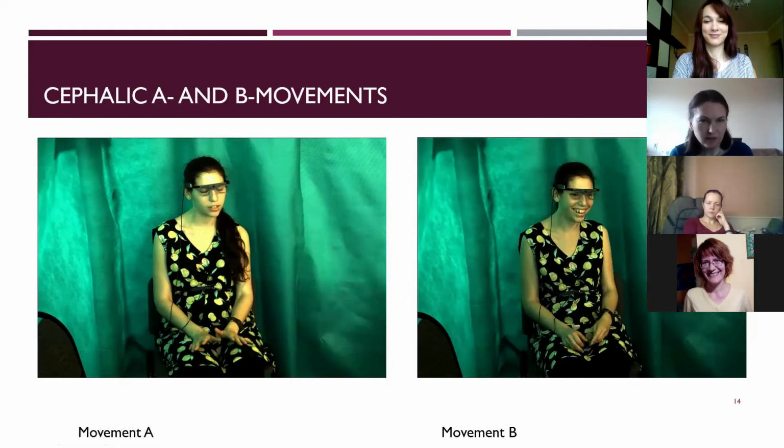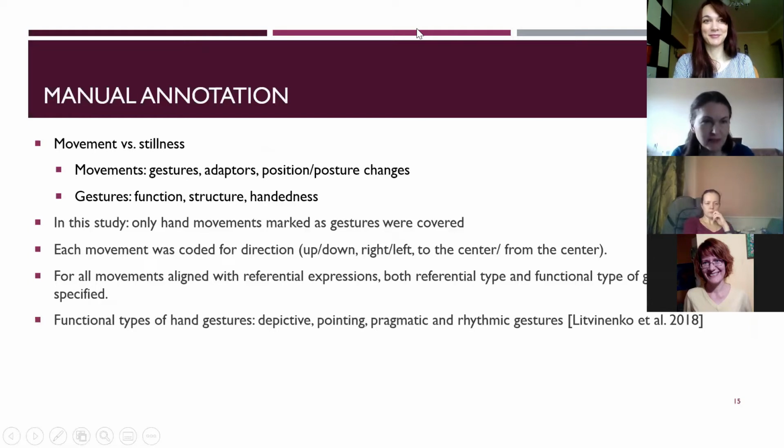Talking about manual annotation, first we distinguished periods of movements and periods of stillness. Movements were divided into gestures, adapters, and position or posture changes. For gestures, we annotated their discourse function, their structure, and handedness. For this study, we chose only hand movements, which were marked as gestures. And each movement was additionally coded for direction, similar to the head direction. For all movements, we also marked the referential type they accompany. And with hand movements, we distinguished reduced reference and zero reference, as they influence the type of hand direction movements and hand functional type gesture they accompany.